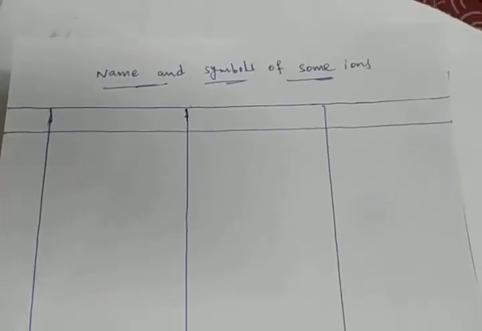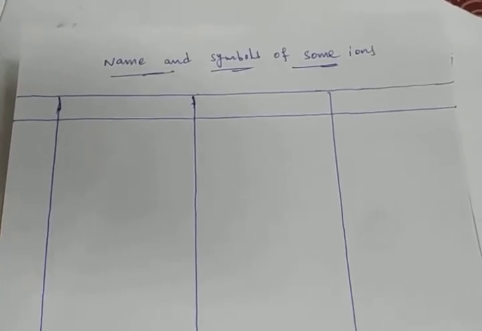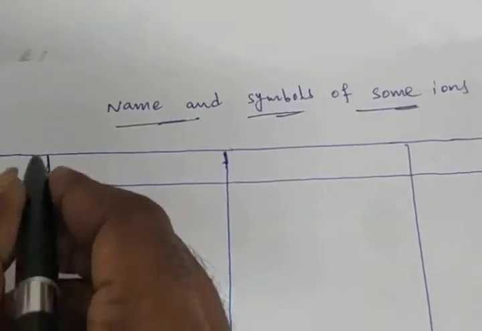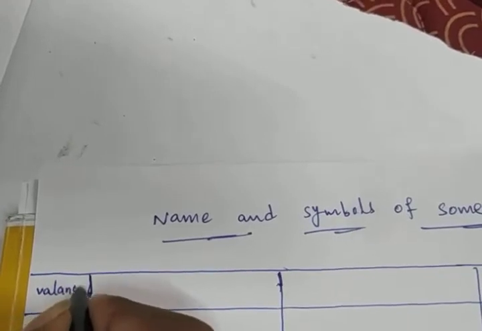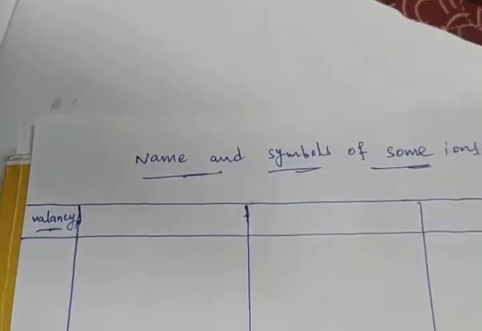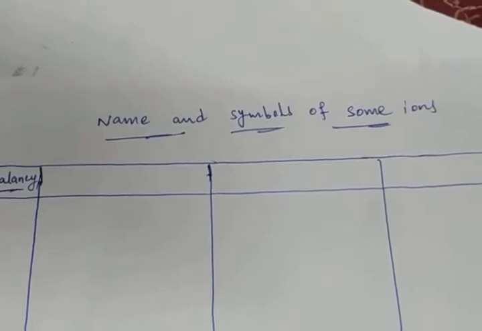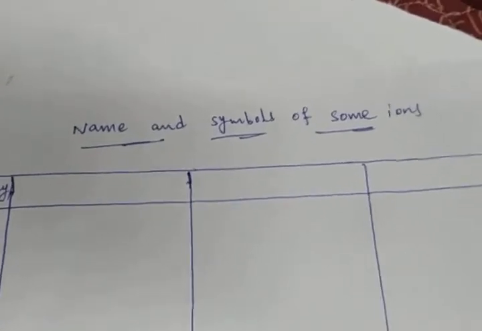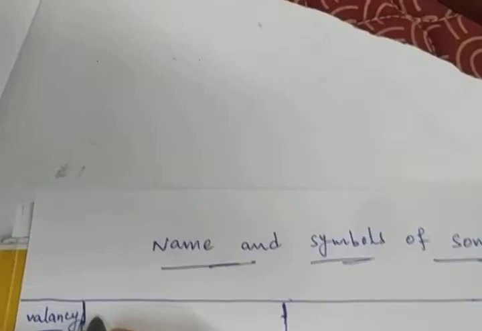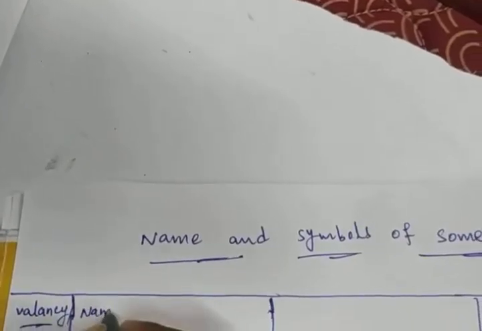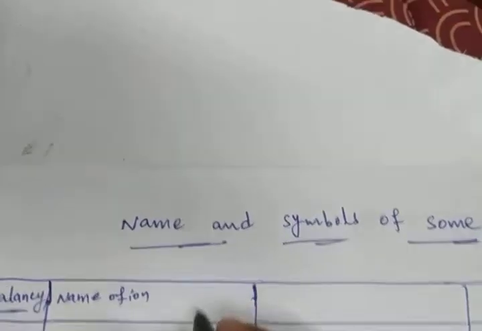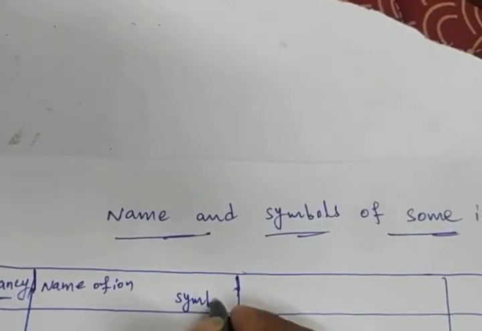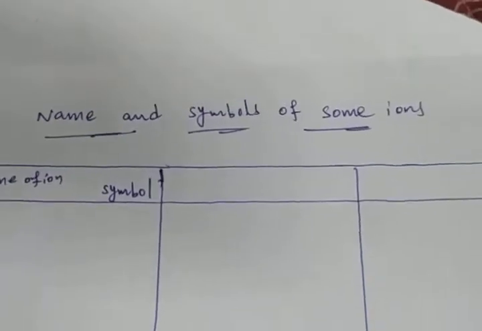Now you can see this is a table. In this table, the first column is valency. Second column, name of ion and their symbol.